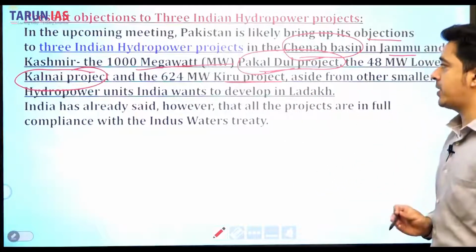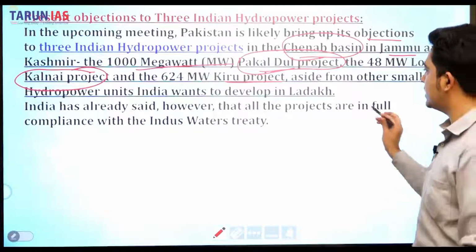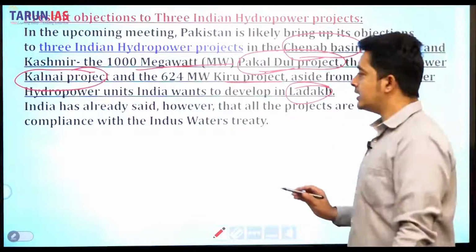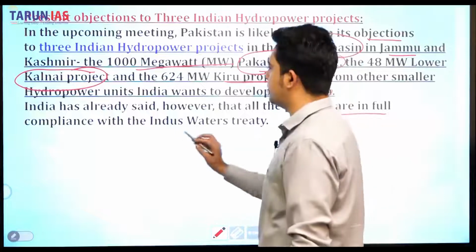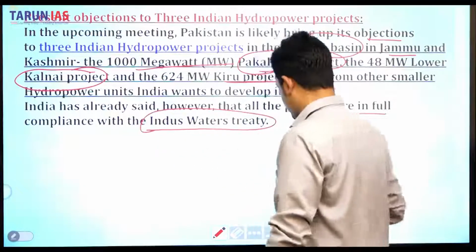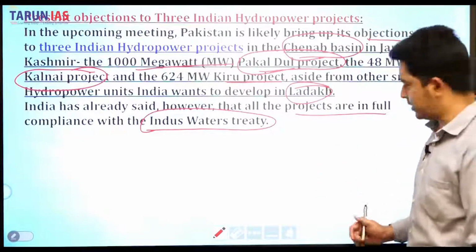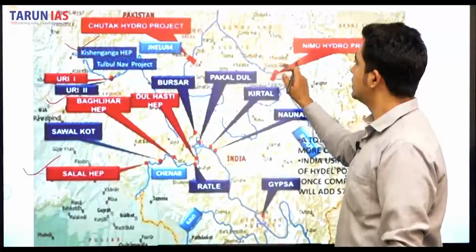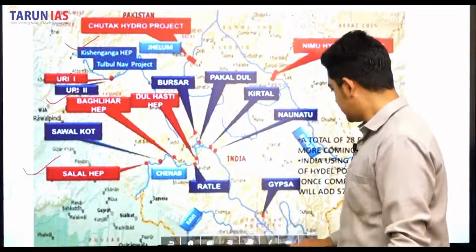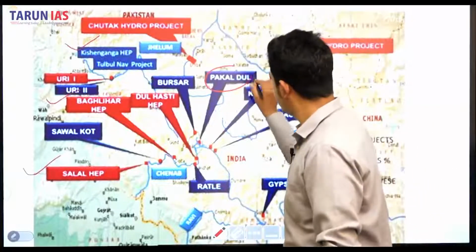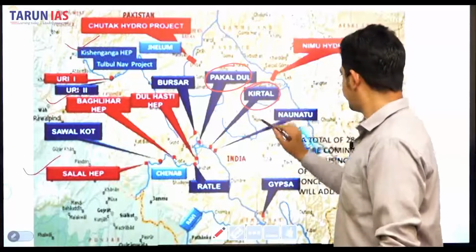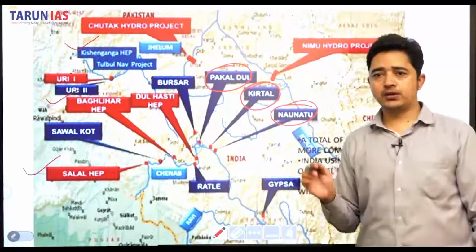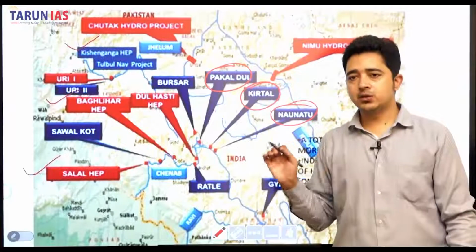Aside from other smaller hydropower units, India wants to develop in Ladakh as well, which is a recent Union Territory of India. India has already said, however, that the projects are in full compliance with the Indus Water Treaty. That's why this matter is going on in the newspapers and is important for your upcoming exams. As we can see here on the map, here is Pakaldul, here is Kirthai, here is Kalnai. So those are the hydropower projects. In the interest of that, each country wants to pursue its own interest.